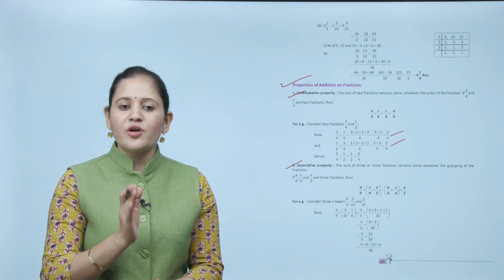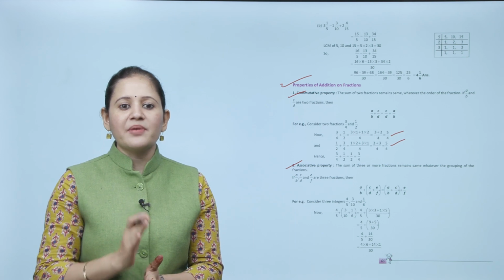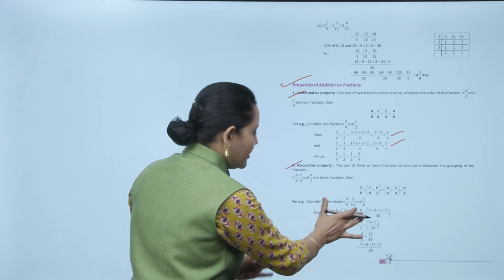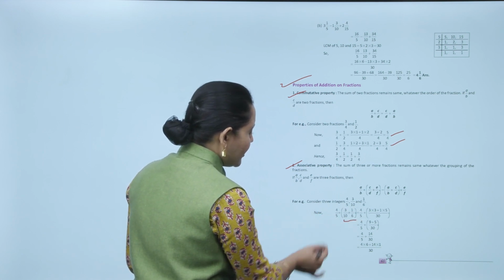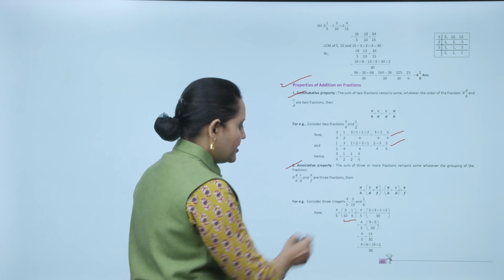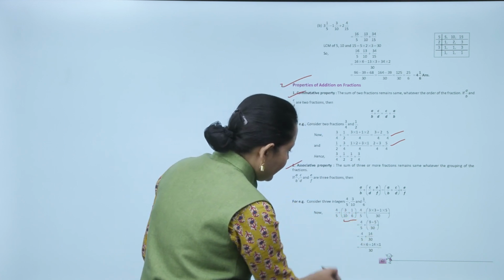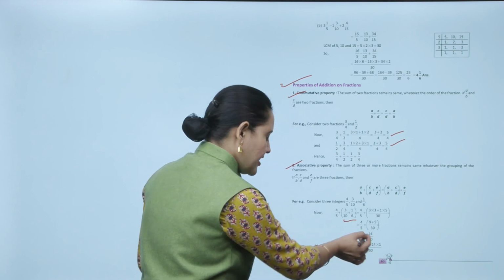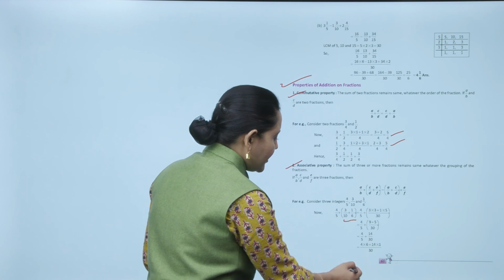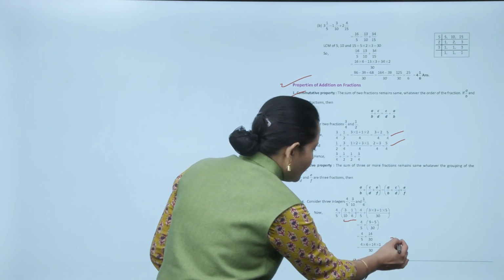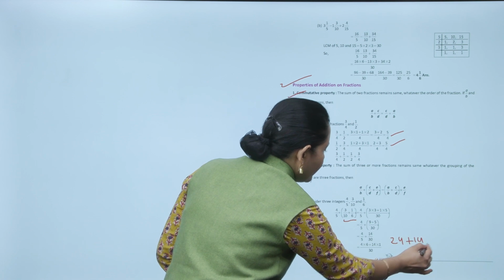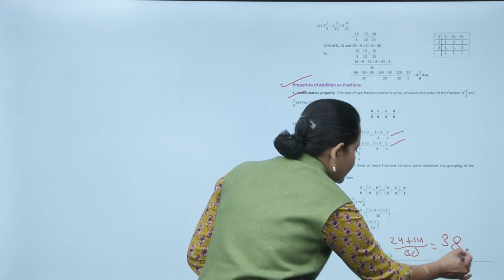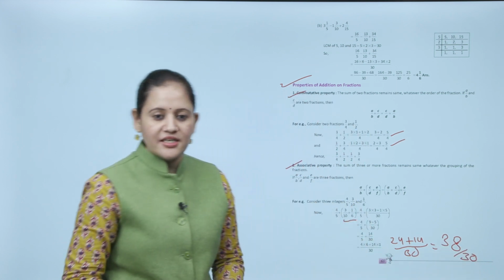Consider the three fractions 4 by 5, 3 upon 10 and 1 by 6. We have done the grouping this way: first we group these two, add these fractions, then add 4 by 5. So when we added, we got 4 upon 5 plus 14 upon 30. Again we take the LCM and add them, so it becomes 24 plus 14 upon 30, 38 upon 30.